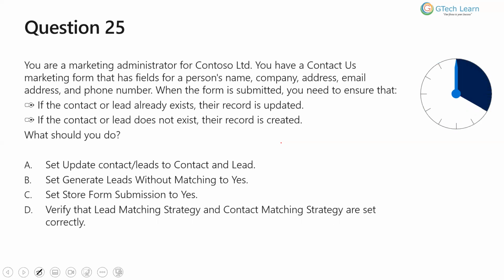Option A, set update contact leads to contact and lead. Option B, set generate leads without matching to yes. Option C, set store from submission to yes. Option D, verify that lead matching strategy and contact matching strategy are set correctly. Your answers on the chat, and let me start a timer now.